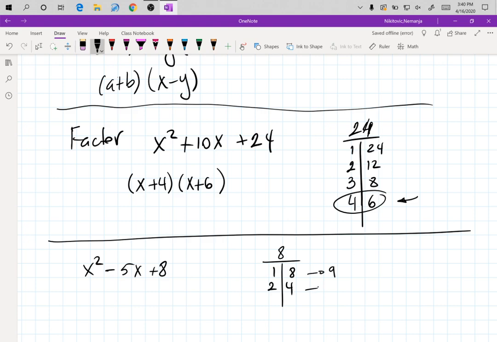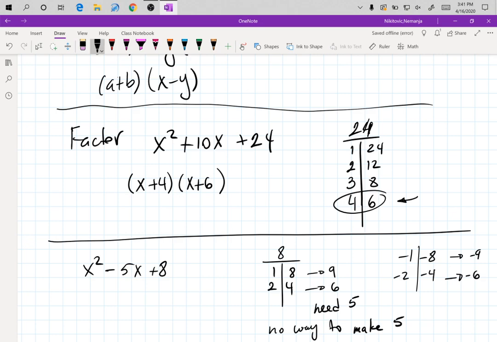This one adds to 9. This one adds to 6. I need 5. I need negative 5. So there is no way to make negative 5. Even if I use negative 1 and negative 8 to make a positive 8, those will make negative 9, and if I use negative 2 and negative 4, they will make negative 6. There's no way to make a 5.